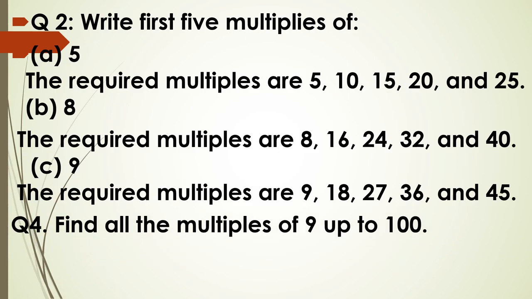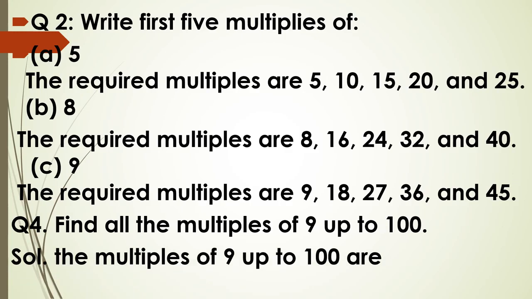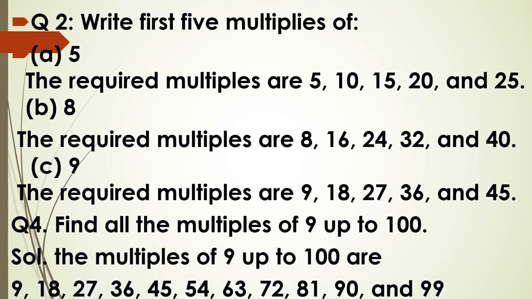Question number 4 is find all the multiples of 9 up to 100. It is 9, 18, 27, 36, 45, 54, 63, 72, 81, 90 and 99. These are all the multiples of 9 up to 100.